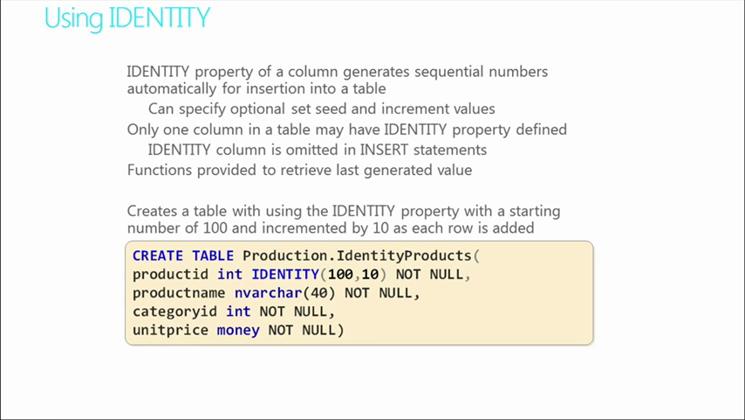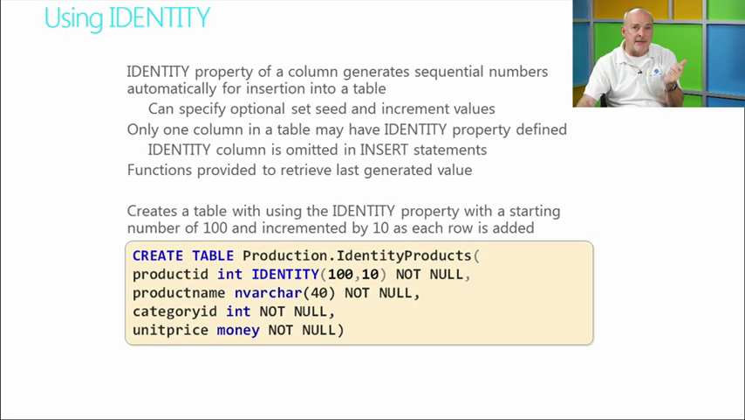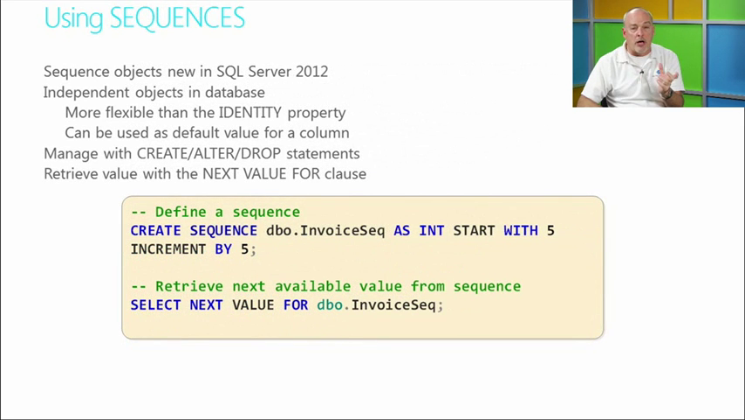So it's a way for us to automatically generate a number and have that number populated for me, with me defining the increment value and the seed value where I start. Now this is set up on a table level. Another option is the sequences option. This is new in SQL Server 2012. This allows me to create it for the database.